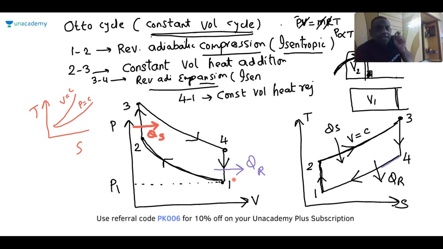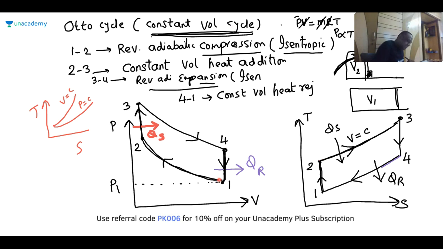Listen carefully. In Otto cycle, heat supply and heat rejection both are occurring at constant volume processes. Therefore, the supply is occurring at constant volume, rejection is occurring at constant volume. That's why this cycle is known as constant volume cycle. Very good, my dear students. Now, just understand carefully.